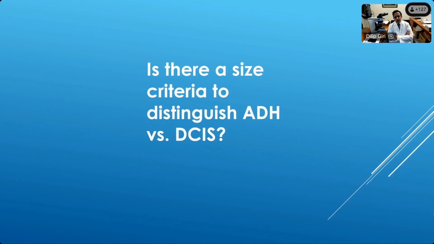And over the years, what I have seen happening in the United States is that because lesions are detected earlier and earlier in their life history, at the low grade end of the spectrum, there is some sort of reluctance to call something DCIS because you want to manage these patients conservatively.